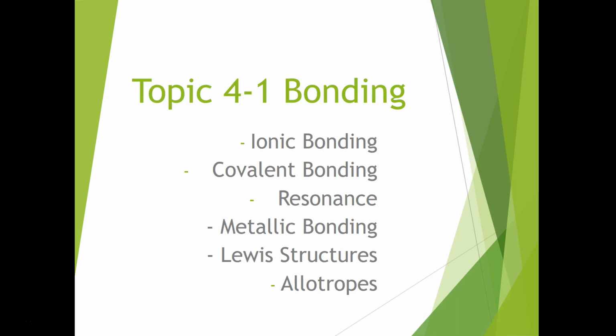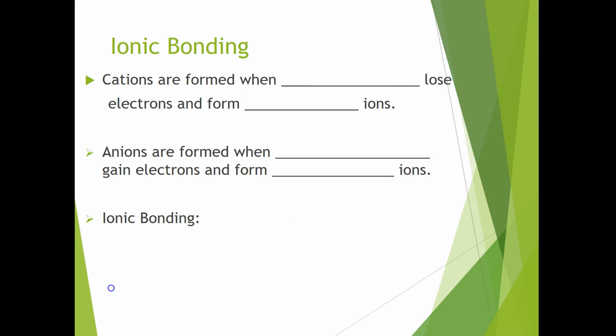This is topic 4.1, bonding for SL only, but if you're an HL and you want some extra practice, you may as well look at it as well. So we're going to look at ionic bonding, covalent bonding, resonance, metallic bonding, Lewis structures, and allotropes. Okay, here we go. This is stuff we should already know.